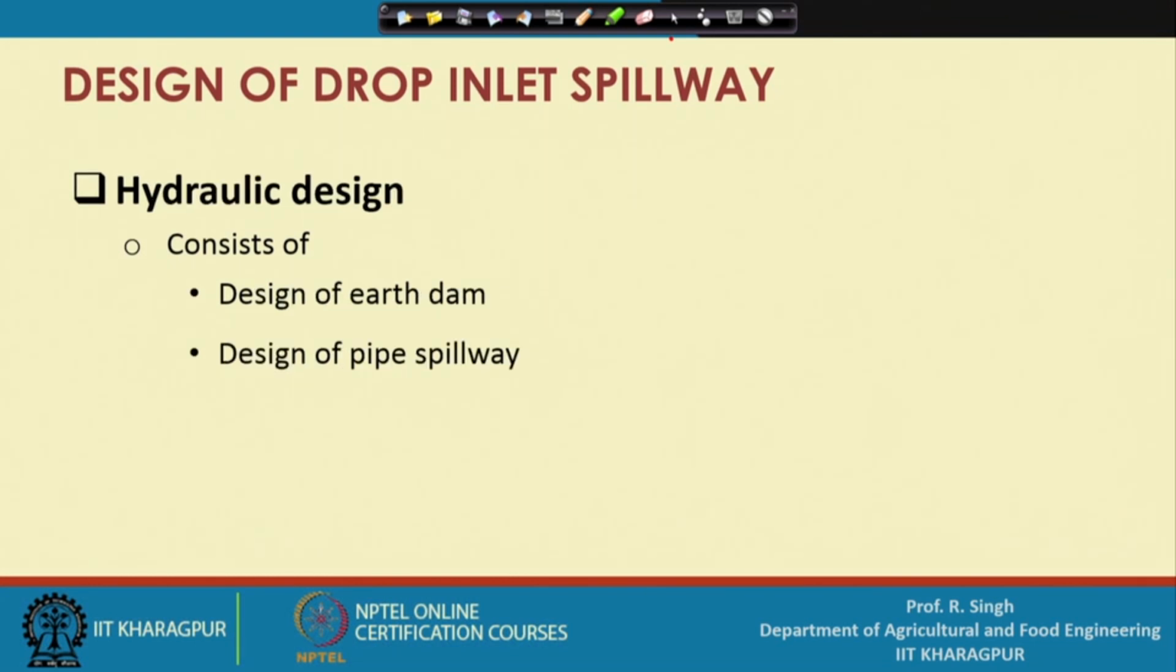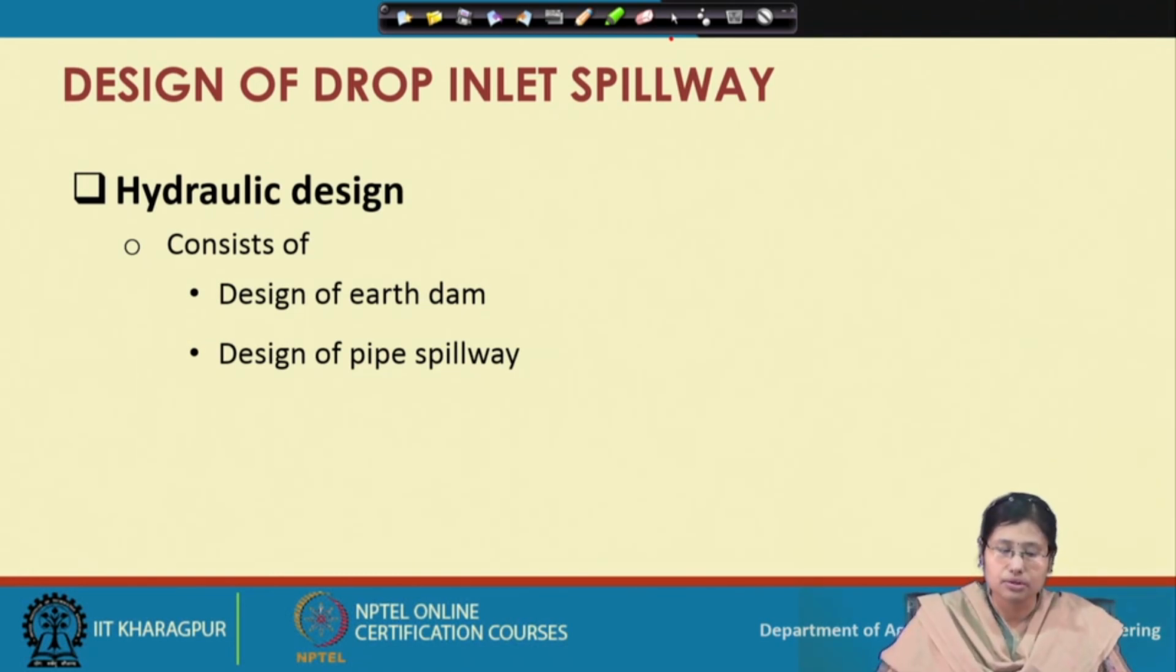Now, coming to hydraulic design. Hydraulic design consists of design of the earthen dam and design of the pipe spillway. Making a base of these two designs, our next steps will go forward.